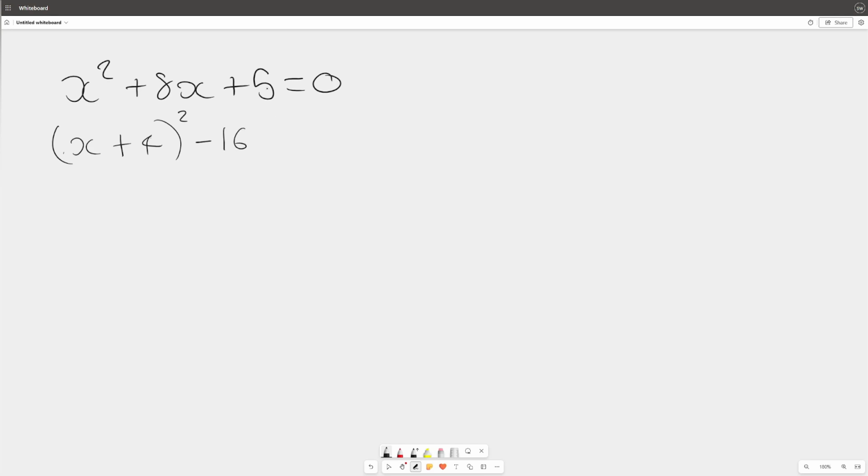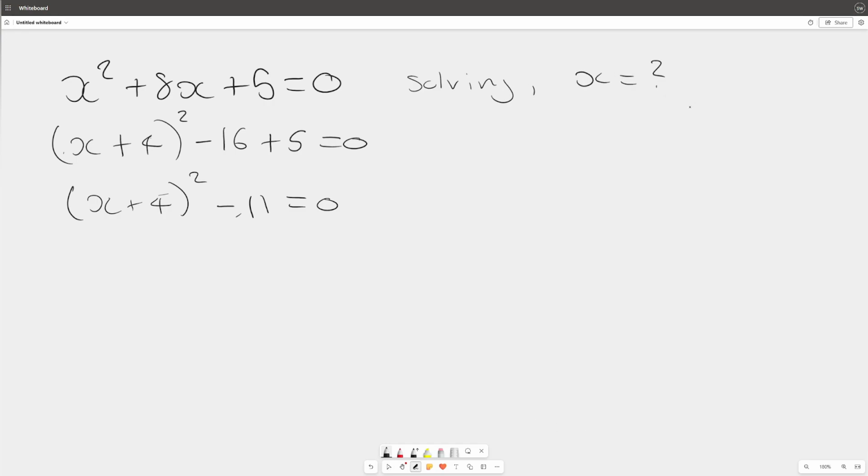So I'm going to subtract 16 and add 5, and this is going to be equal to 0. So I can simplify this to be minus 11 equals 0. Now we need to find an answer to this. So because it is equal to 0 and we are solving, we want to find x equals something. That's the goal here. We want to try and get all of the x terms on one side. So we're going to have (x + 4)², and that's going to equal 11.